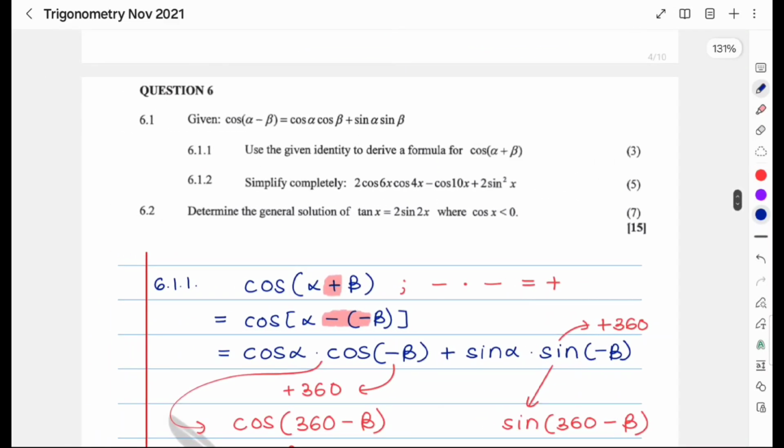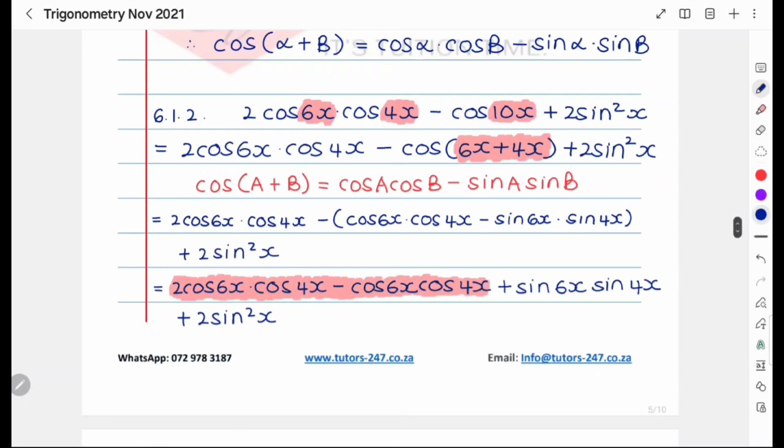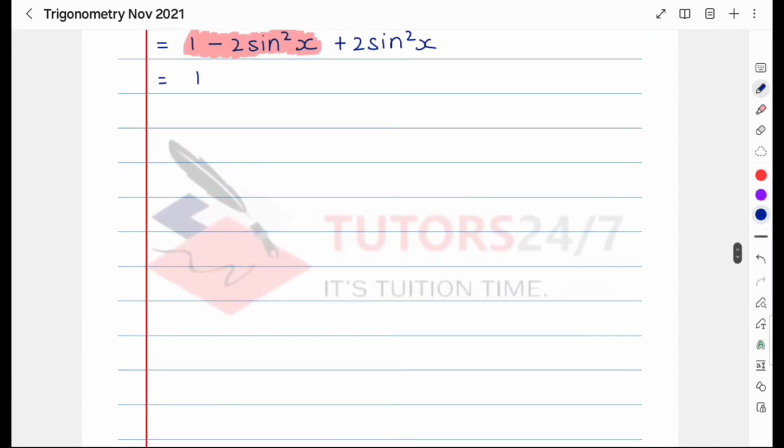Our last question, question 6.2, and that is a 7-mark question. We need to determine the general solution of tan x equals 2 sine 2x, where cos x is less than 0, meaning that cos x has to be negative. So let us get started with that one.